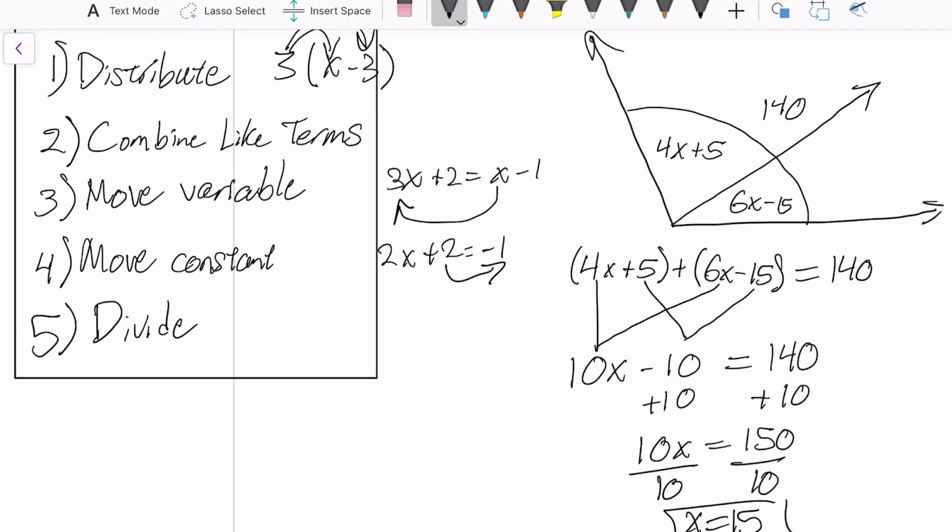So if x equals 15, this is 65 degrees, and this is 75.